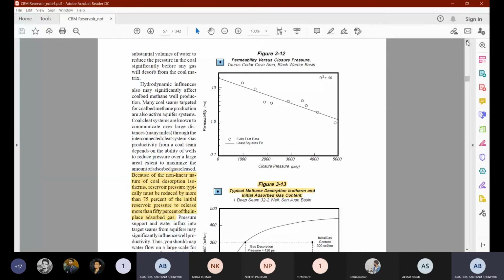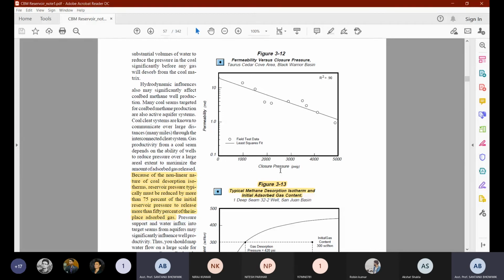So what will happen? The apertures will try to close. The two surfaces of the same discontinuity will try to come towards one another, and so it will reduce the permeability. And so you can see that as you take out the pressure, this is called the closure pressure. Why is it called the closure pressure?